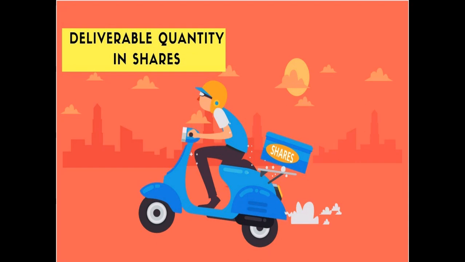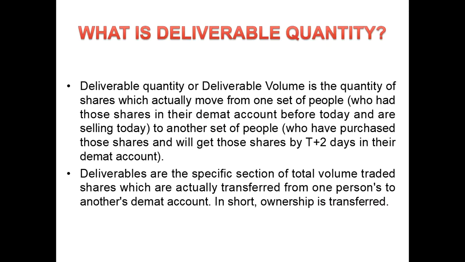Now, let's look at deliverable quantity in shares. What is deliverable quantity? This is the deliverable quantity or deliverable volume. This is the quantity of shares which actually move from one set of people who had those shares in their Demat account before today and are selling today to another set of people who have purchased those shares and will get those shares by T plus 2 days in their Demat account.